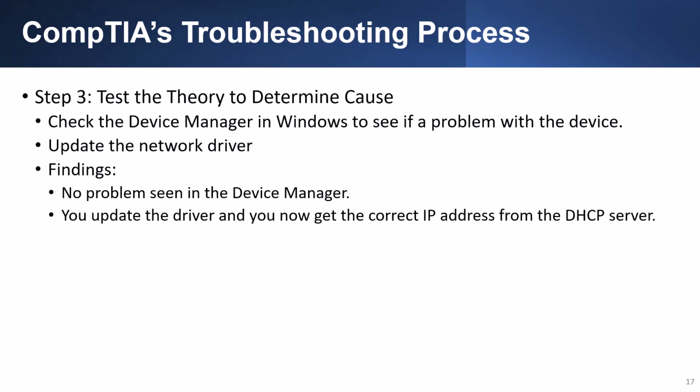To test the theory to determine cause, check the Device Manager in Windows to see if there is a problem with the device. Update the network driver. Findings: no problem seen in the Device Manager. You update the driver and you now get the correct IP address from the DHCP server.